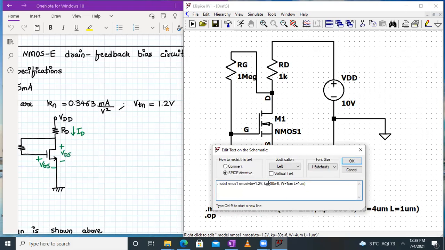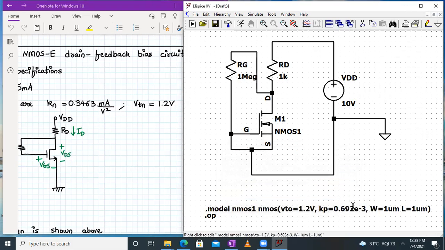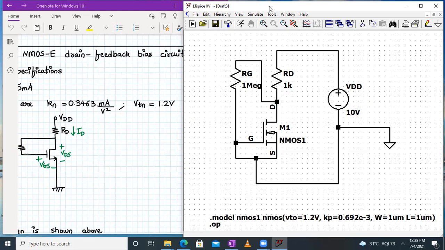So Kn is nothing but Kn dash, which is twice of this value that we have to consider. What is twice of 0.3463? That will come out to be 0.692, that is 0.692 into 10 raised to minus 3. So that's the value of Kp which we have to take. And now we are ready to simulate the circuit.